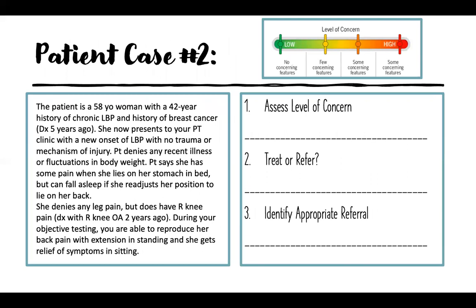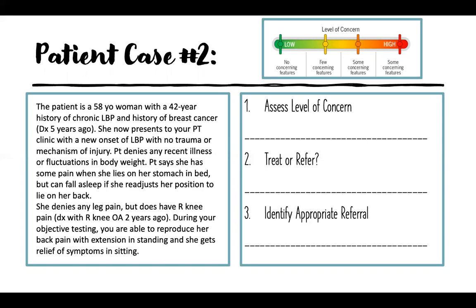So let's talk through this patient case. This will give us more practice with this decision tool framework. The patient here is a 58-year-old woman with a long history of low back pain and a history of breast cancer, diagnosed 5 years ago. She's in PT because she has new onset of back pain, but she doesn't have any trauma. She hasn't been sick lately and her weight hasn't changed. She has some pain when she first lies on her stomach, but she can move around and get back to sleep. She doesn't have any radicular pain, and her pain is pretty mechanical. You're able to reproduce her pain when she does a back bend, and if she sits down and rests, her pain goes away.